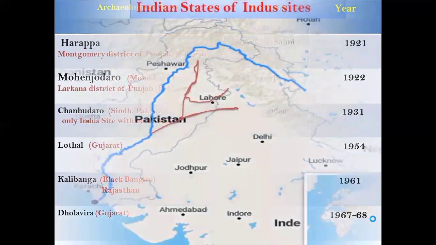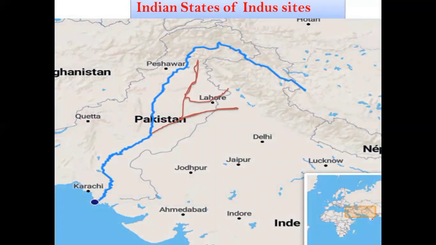Let's have a look now at the Indian states in which we find all these Indus Valley civilization sites. In how many Indian states do we find the archaeological remains of this Harappan civilization? Altogether, there are 7 most important states in which we find the archaeological remains of the Indus Valley civilization. First of all, let's start with the northern part of India, that is Jammu and Kashmir. In Jammu and Kashmir, we have discovered the archaeological remains of the Indus Valley civilization.